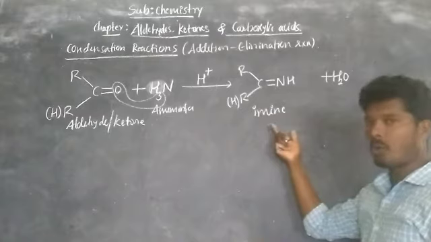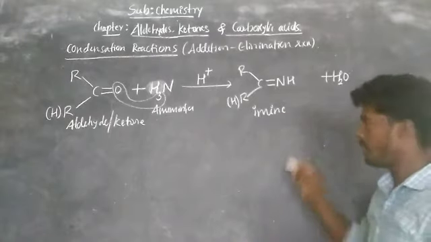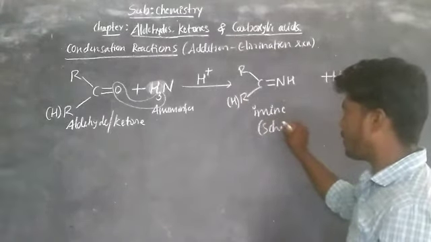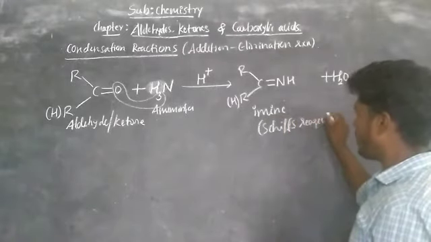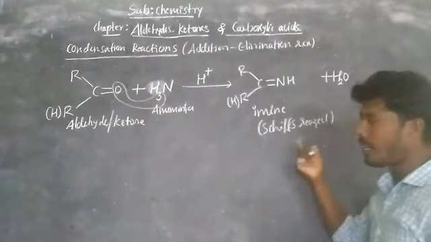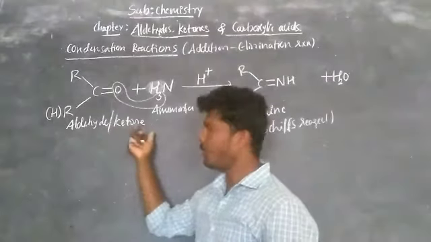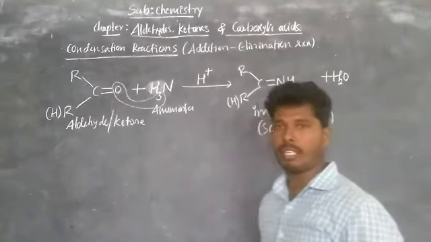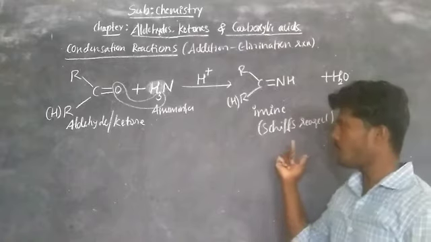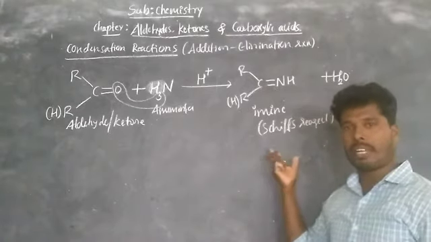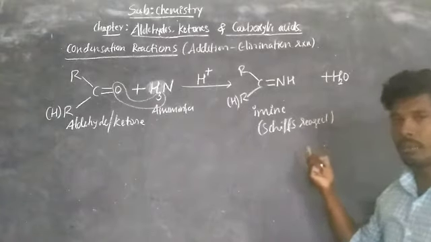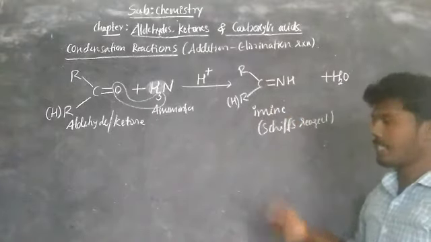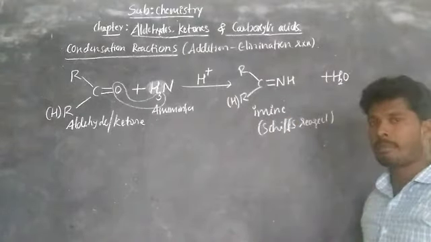These are also called Schiff's reagent. This Schiff's reagent gives a pink color with aldehydes and no color with ketones. That is one of the tests to distinguish aldehydes and ketones, which we will study later in detail. Don't worry now, no need to study that here. So this is called an imine, and also called Schiff's reagent.